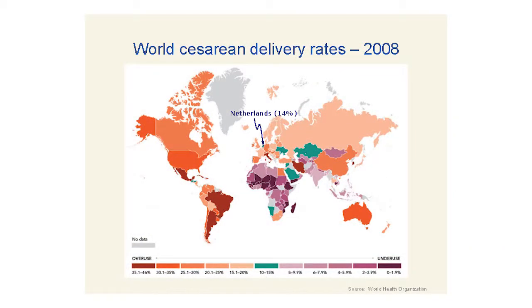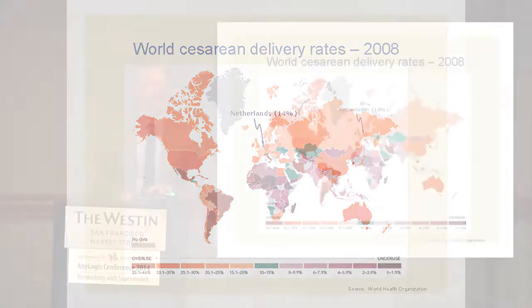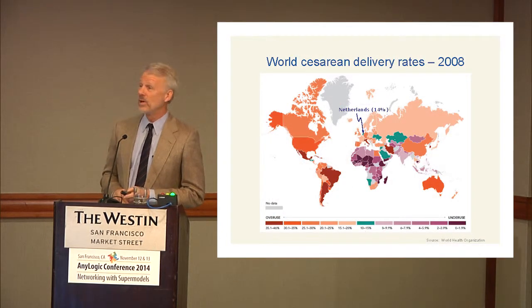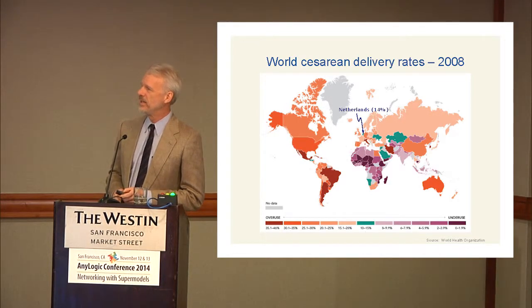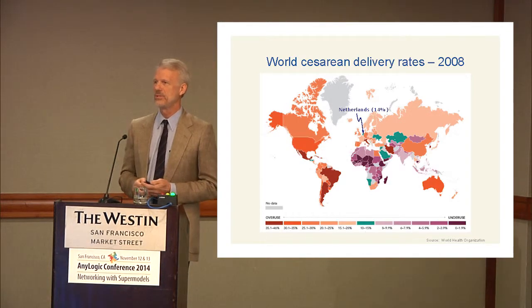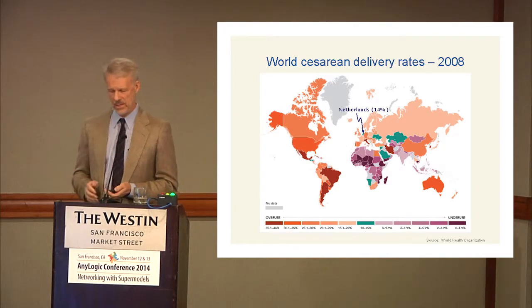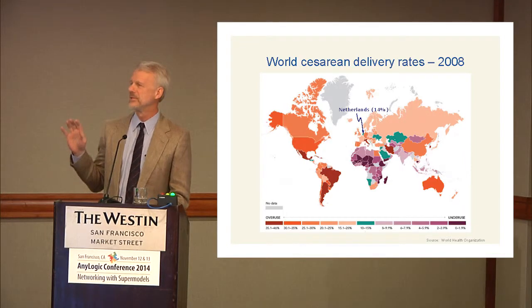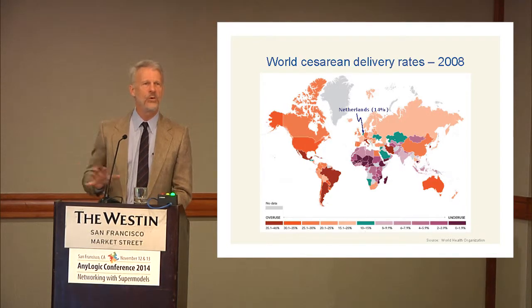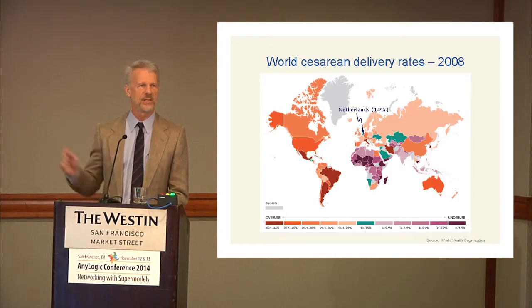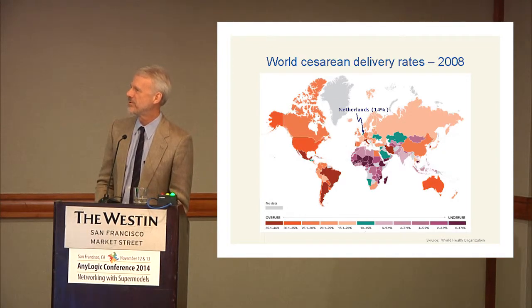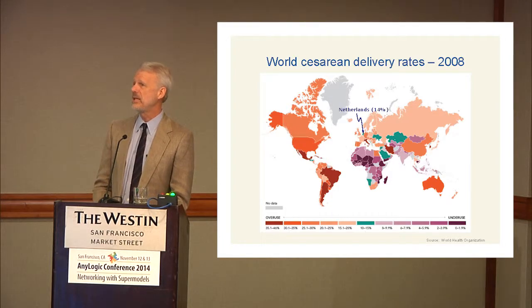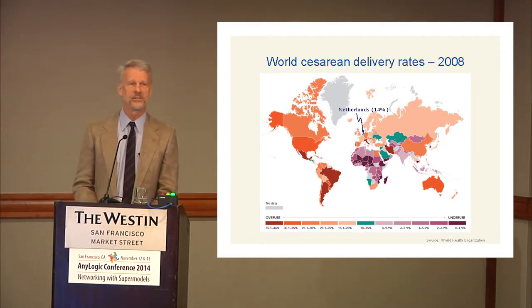So you would think that because it's such a big deal that around the world we'd be paying great attention to it and keeping the cesarean delivery rates as low as possible. Well, unfortunately, that's just not so. The World Health Organization a few years ago came out with a document that said, it seems to us that a reasonable cesarean delivery rate would be somewhere in the area of 10 to 15%. And that's the green here in the spectrum of colors. As you can see, in the developed world, there's very little green.